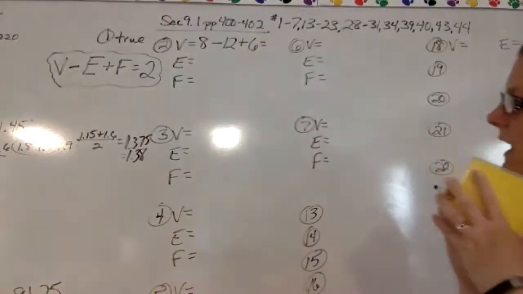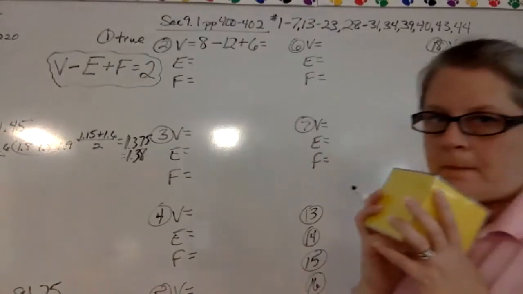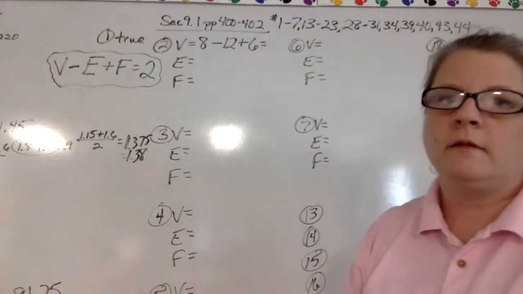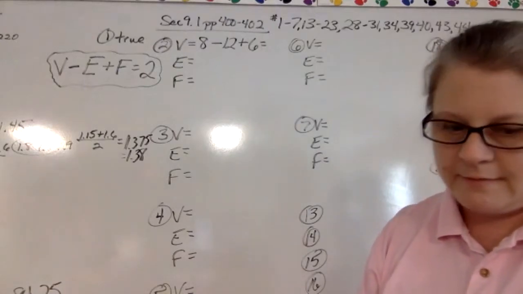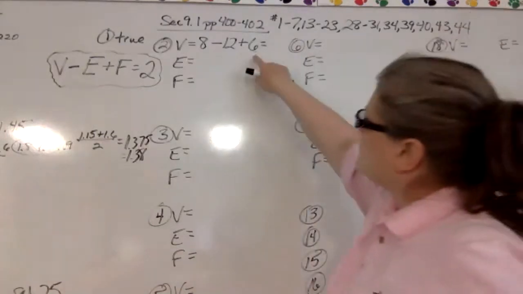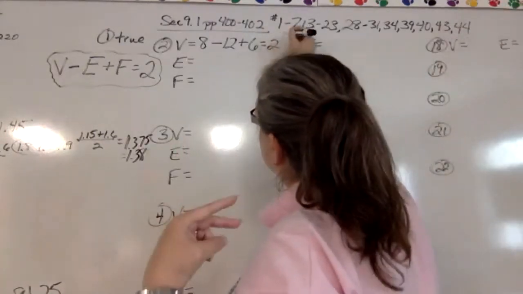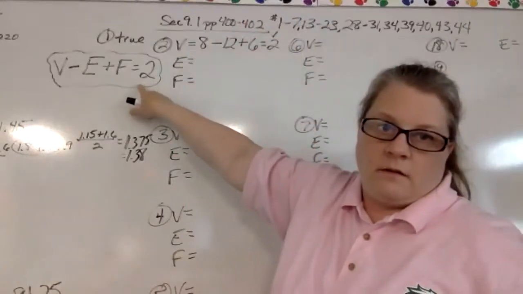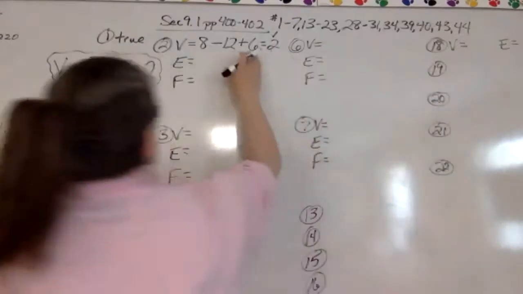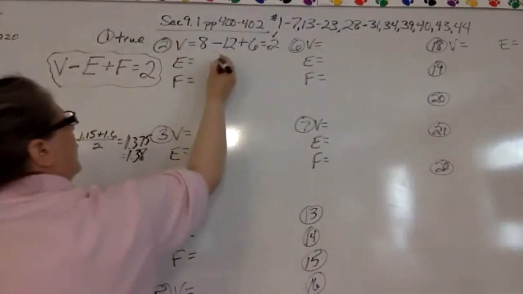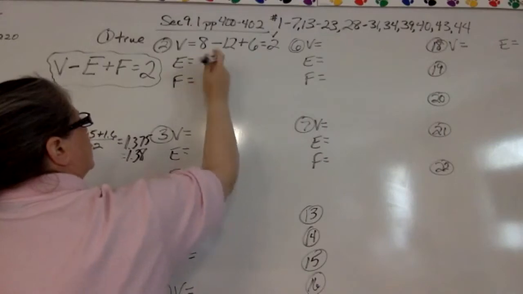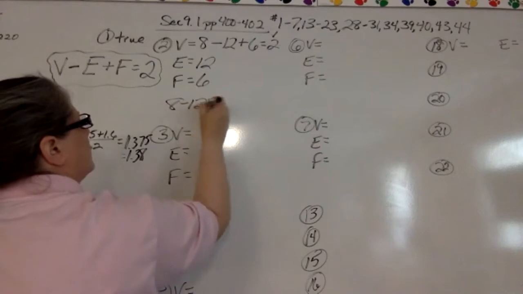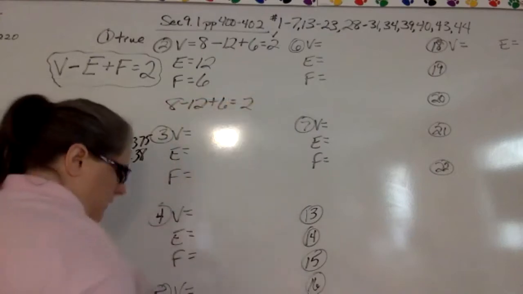So 8 minus 12 is what? -4. -4 plus 6 is 2. Is that what it's supposed to equal? 2. Yeah. And I just wrote all those up there wrong. Okay, this is 8. This was 12. This was 6. And then you're supposed to do this part down here. I just got carried away and did it all in one thing.